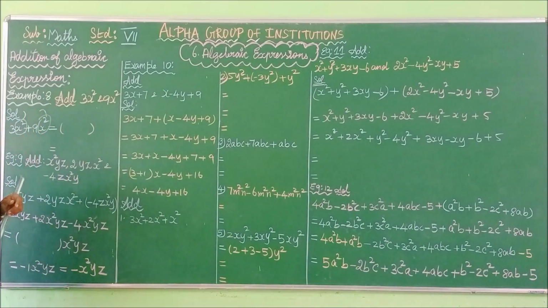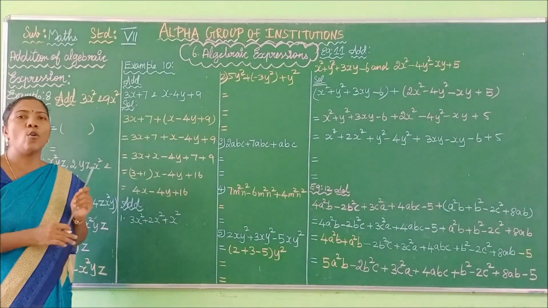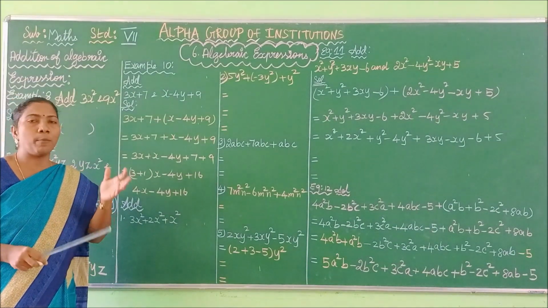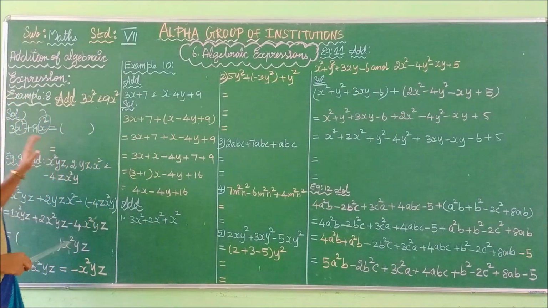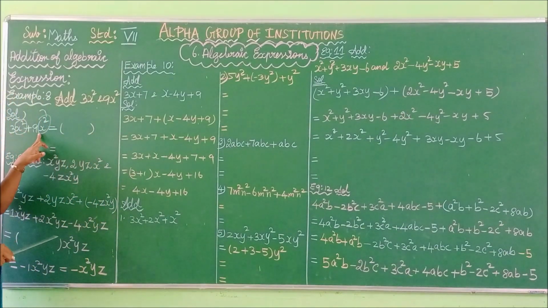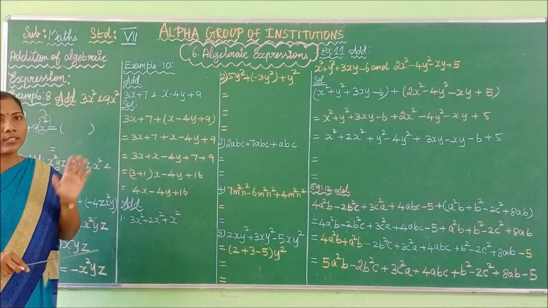Okay, you have 3 apples and 9 apples. So in total, how many apples do you have? Yes, 12 apples. Instead of apple, you have to write x square. You understand, children? Okay. So 3x square plus 9x square. The answer is 12x square. You know the answer.